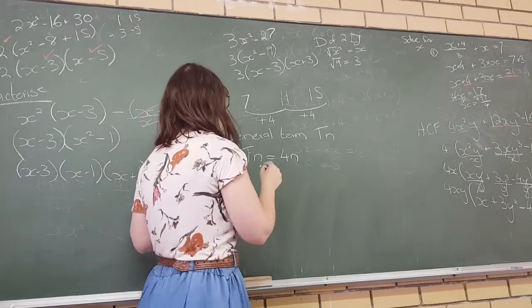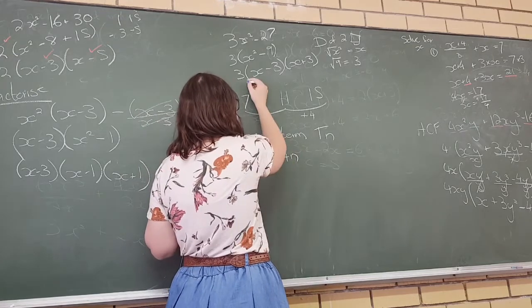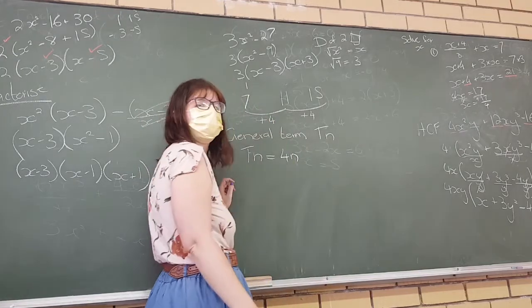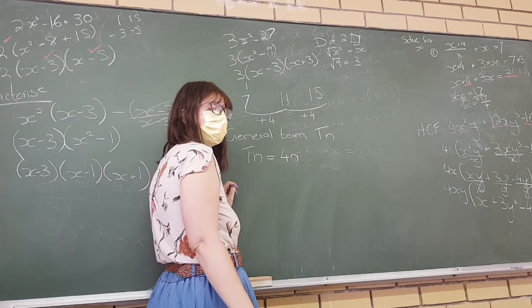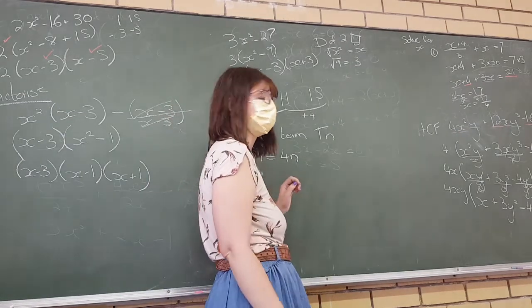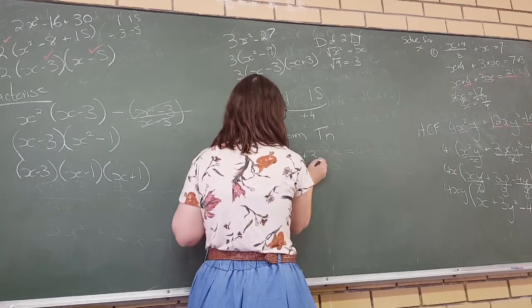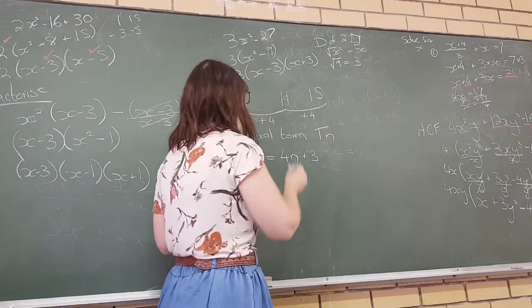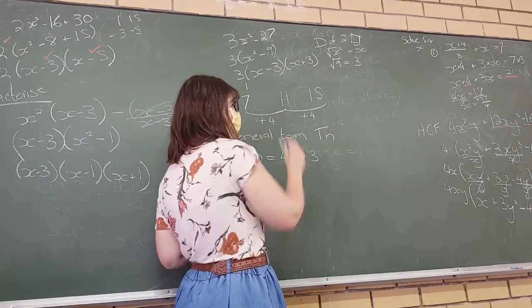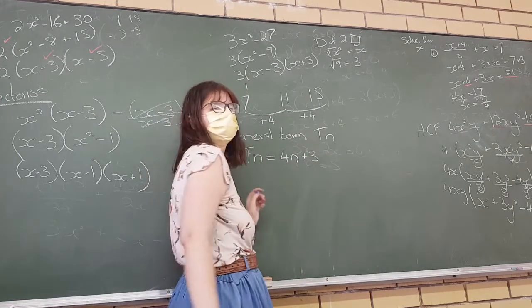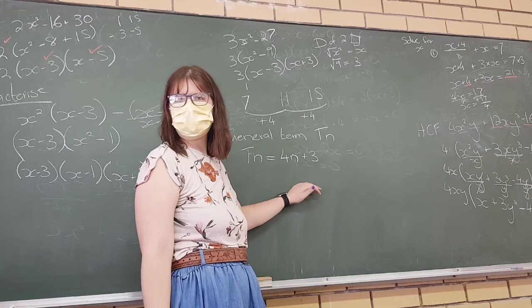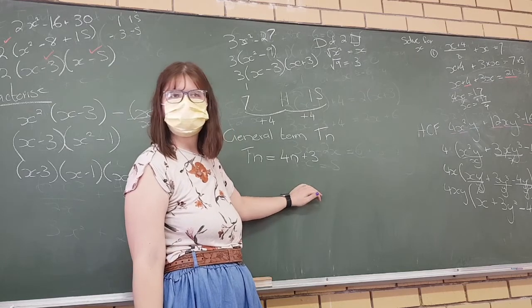Then I say 4 times 1 plus what equals 7? 3. 4 times 2 is 8 plus what is equal to 11? 3. So you see how every time I'm adding 3. And that's how I get my general term.